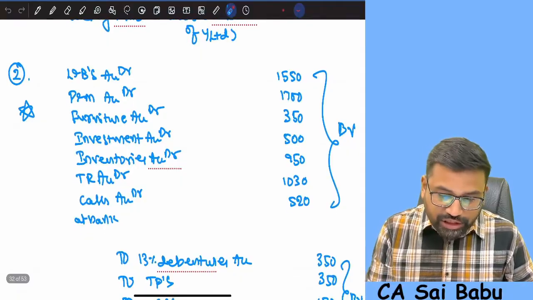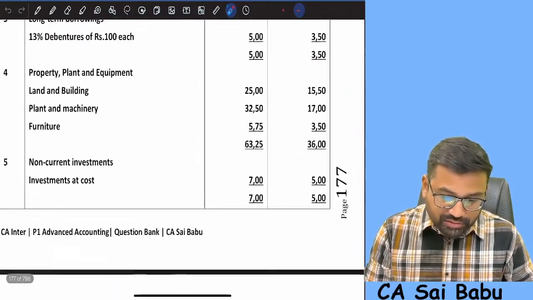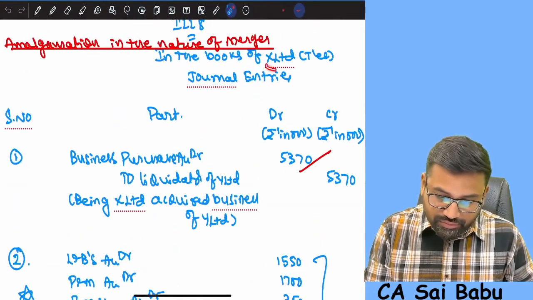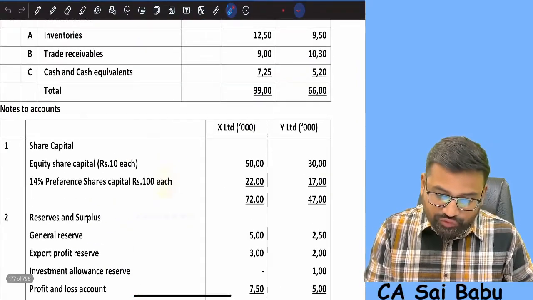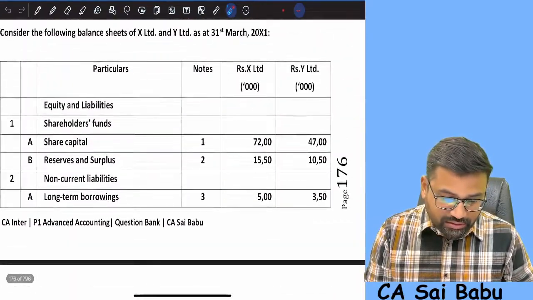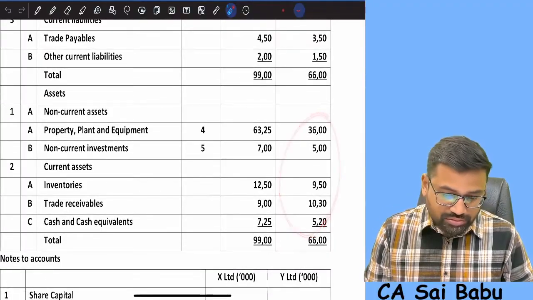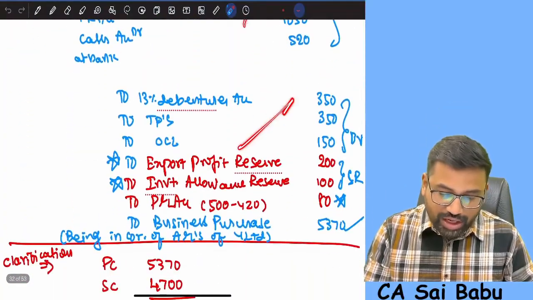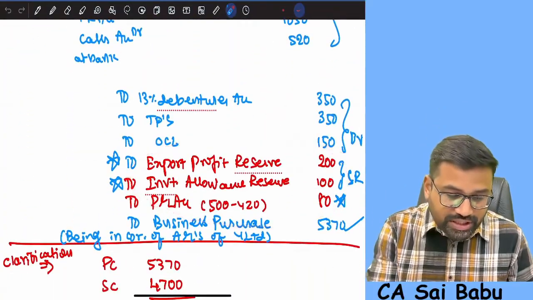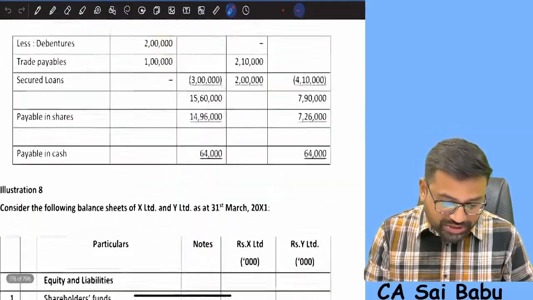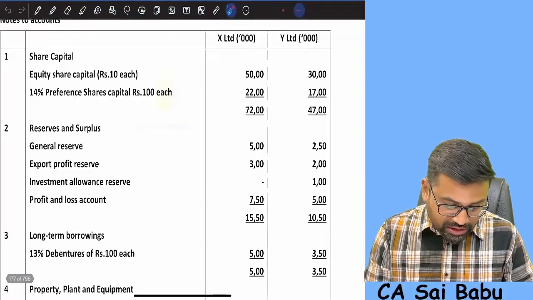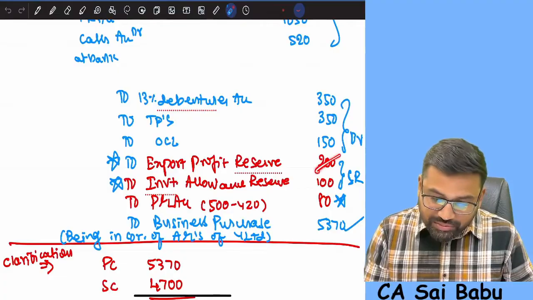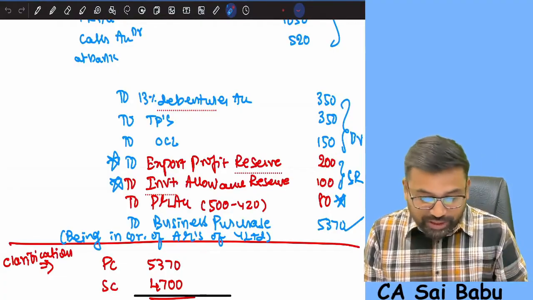The transferee company incorporates all assets of the transferor company. X Limited is the transferee. So in Y Limited, whatever assets are there, all assets we will incorporate in our books, and all liabilities too, including statutory reserves. In the books of the transferor company, there are some statutory reserves, like in this question, export profit reserve and investment allowance reserve. These are also taken over, because this is amalgamation in the nature of merger. Everything will be taken over.